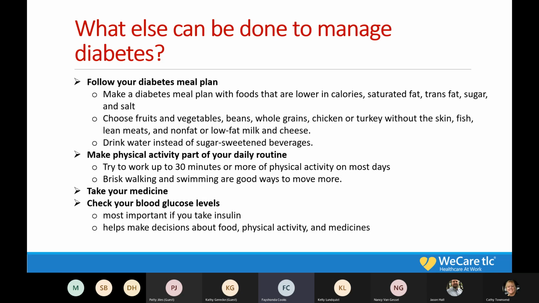Making physical activity part of your daily routine, trying to work out 30 minutes or more, and then walking, swimming, just getting up and moving a little bit more. Taking your medicine if you are diabetic, take the medications, and then check your blood glucose levels as frequently as recommended by your provider.